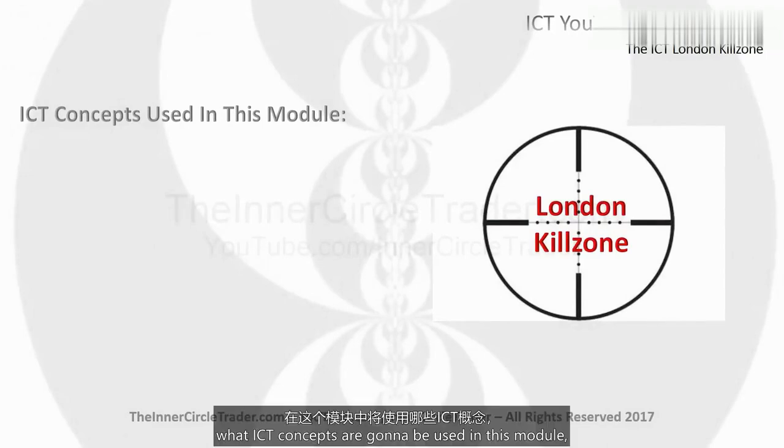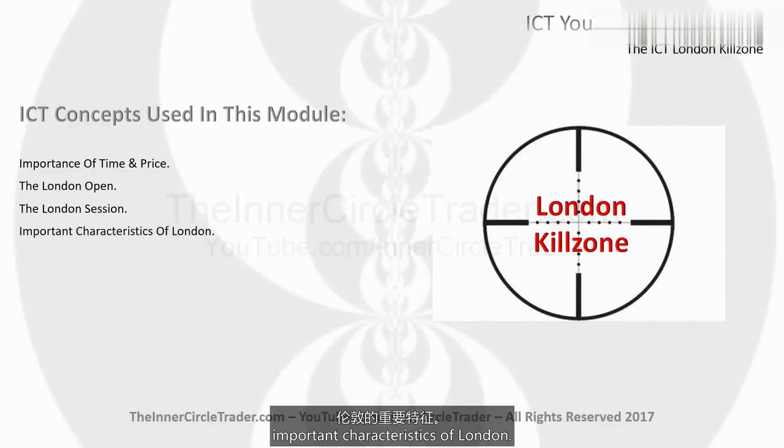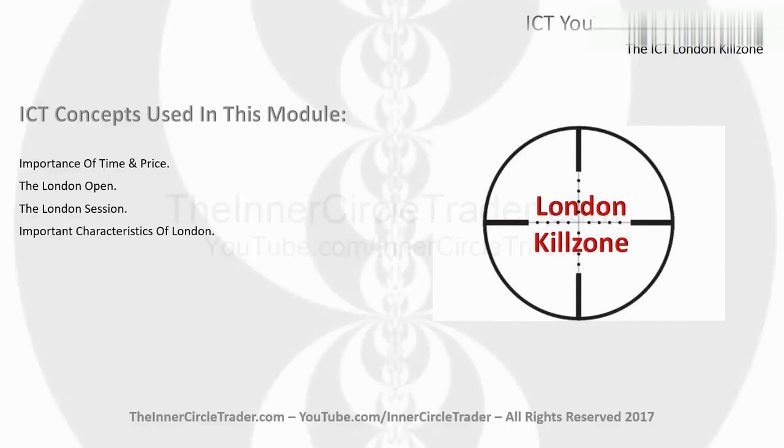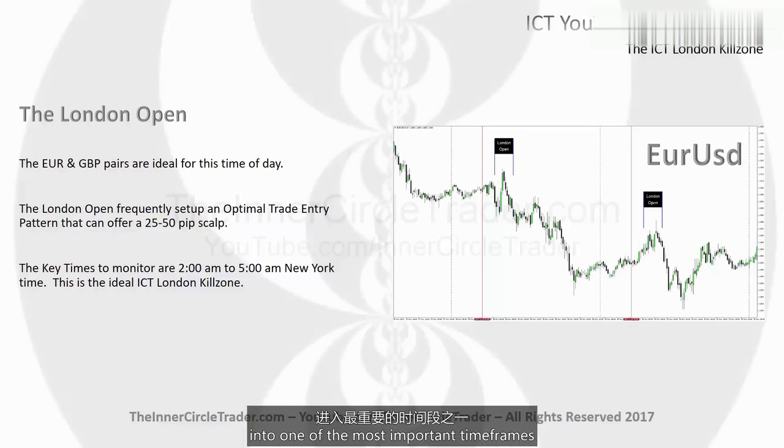What ICT concepts are going to be used in this module? The importance of time and price, again. The London Open. The London Session. Important characteristics of London. Okay, folks, this is one of those topics where it's a very vast subject, so I'm introducing you slowly into one of the most important time frames of the 24-hour banking cycle.